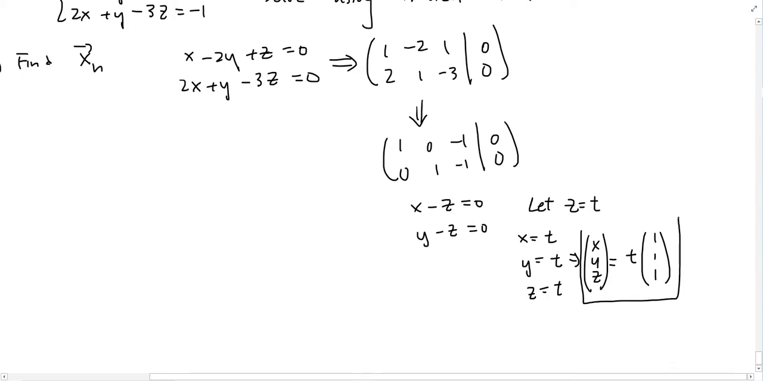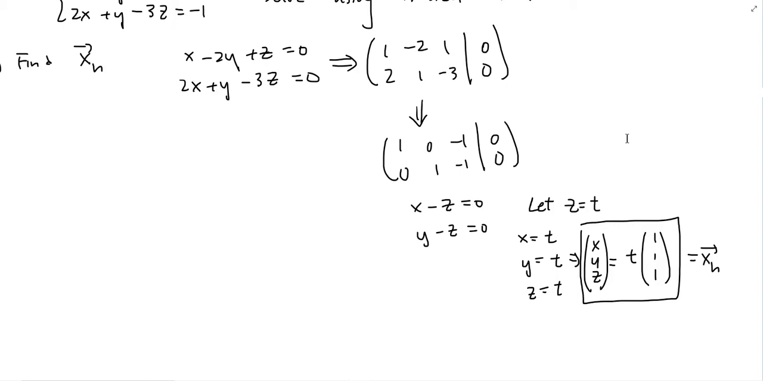That is our homogeneous solution. Now, one thing I do want you to try out is take the coefficient matrix, which is 1, 2, 1, 1, negative 2, 1, 2, 1, negative 3. Multiply that by the direction vector, which is 1, 1, 1. Tell me what you got. I'll wait.